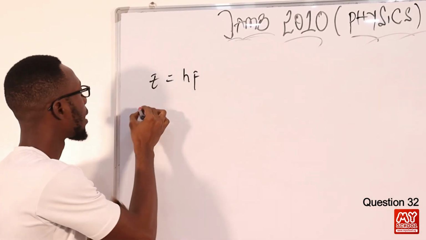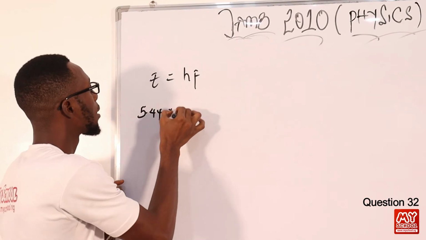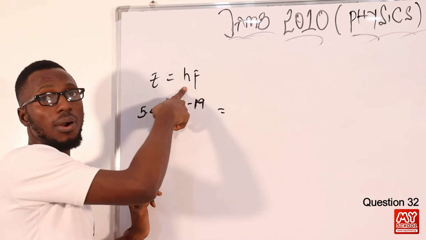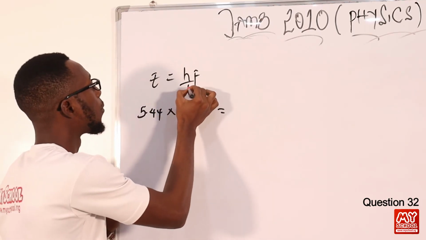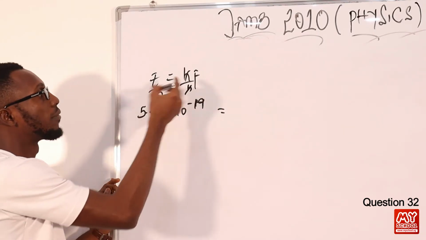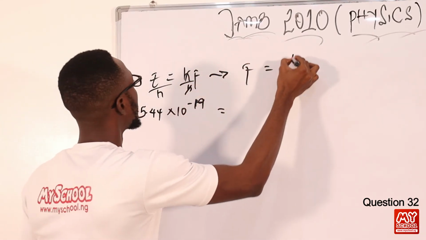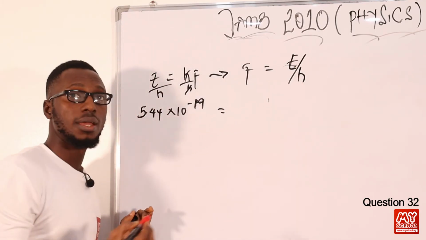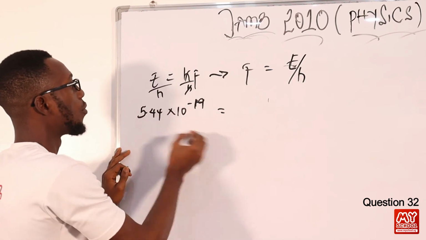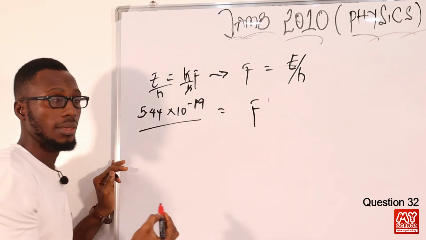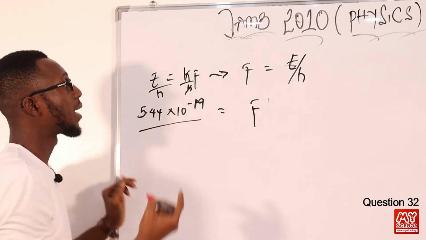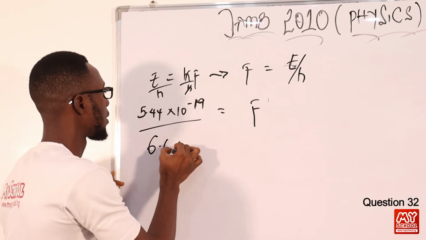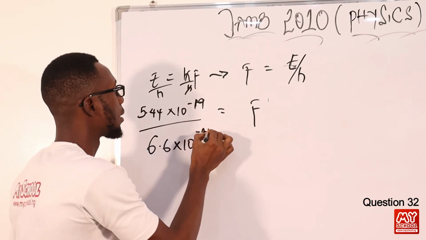So we have our E as 5.44 times 10 raised to power minus 19, please. Then we have our Planck's constant. Normally we are looking for F, frequency. So frequency equals E over H, that means this value over H equals F. So I have my Planck's constant, that should be 6.6 times 10 raised to power minus 34.